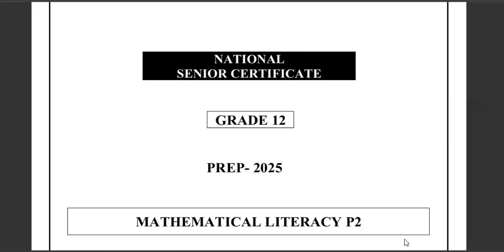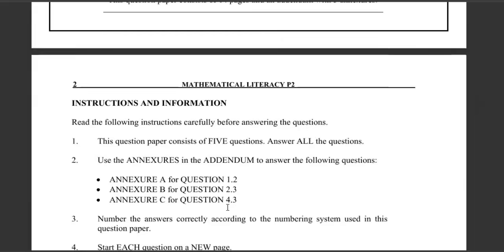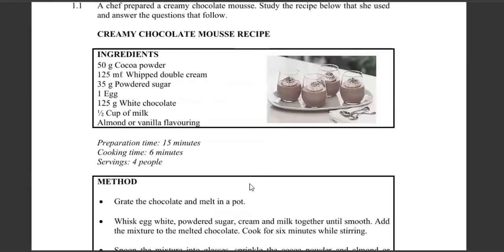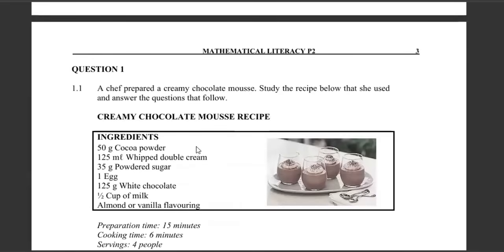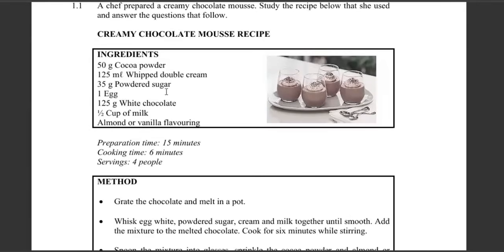Grade 12, let's look at the preparation for 2025 Prelim, Paper 2 Mathematical Literacy, and we try to answer these simple questions. A chef prepared a creamy chocolate mousse. Study the recipe below that she used, and answer the questions that follow. The recipe is a list of what? Ingredients, okay? They're telling us it has all these ingredients.